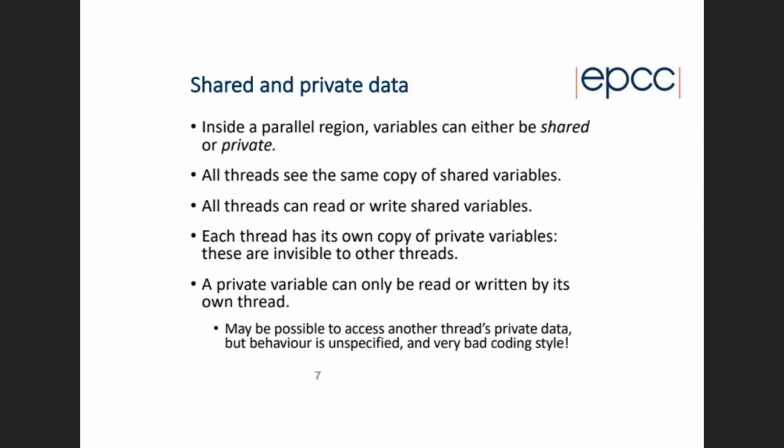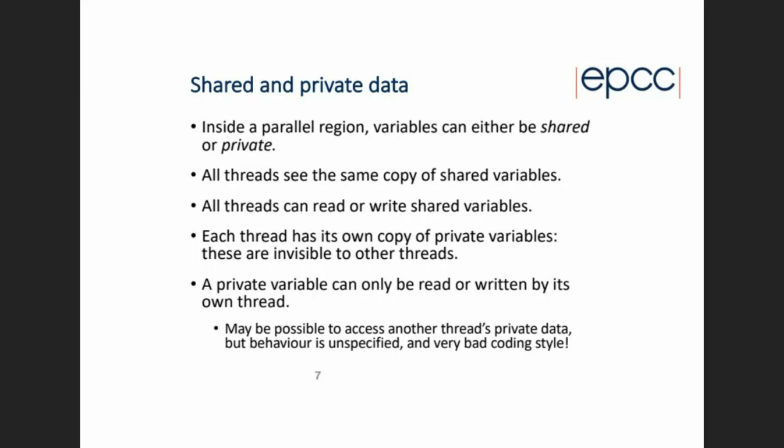Right, so shared and private data. How does that work? Well, when we're inside a parallel region, variables can either be shared or private, and that behaves how you expect. All threads see the same copy of shared variables, and all threads can read or write them. Each thread has its own copy of private variables, and those are invisible to other threads.